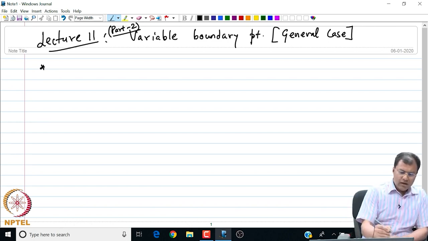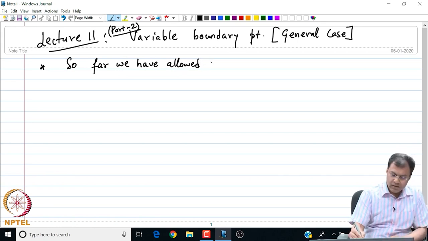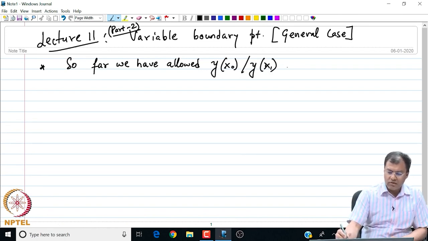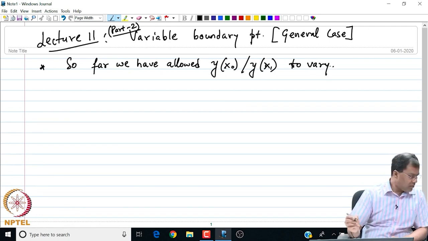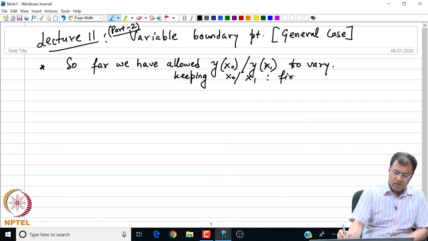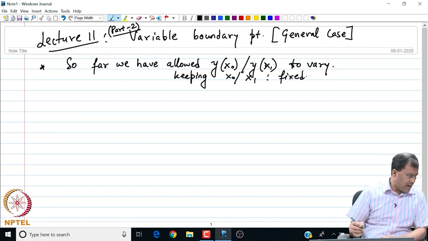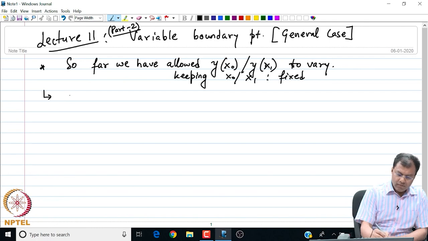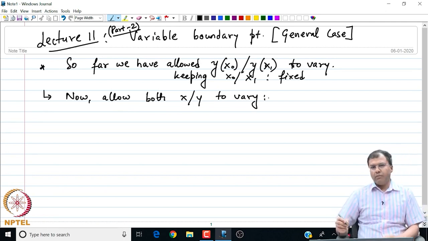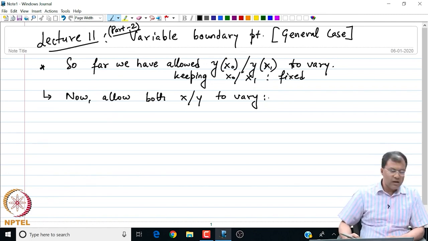So I start my topic by saying, so far what have we done? So far we have allowed the y coordinate to vary. We have allowed y at x naught and y at x 1 to vary, keeping x naught and x 1 fixed. Now what we are going to do is allow both x and y to vary. This is the scenario we are going to look at, when the boundary points are such that both the coordinates are allowed to vary.